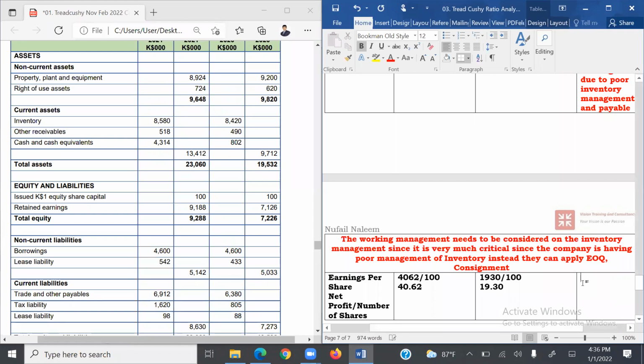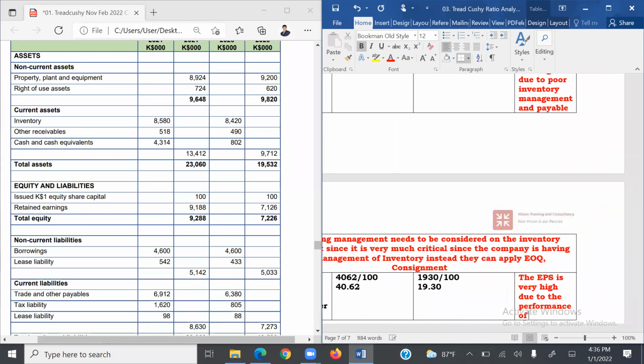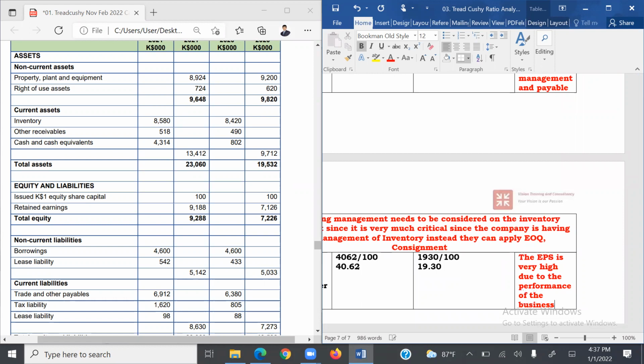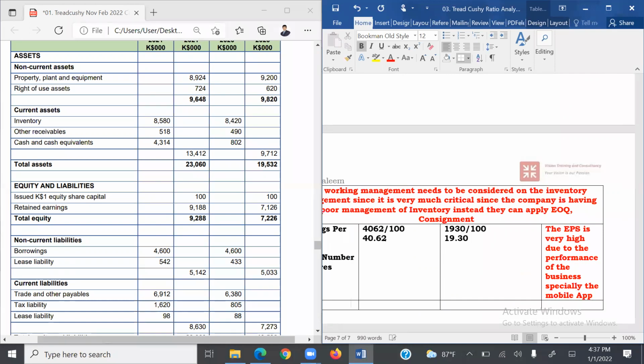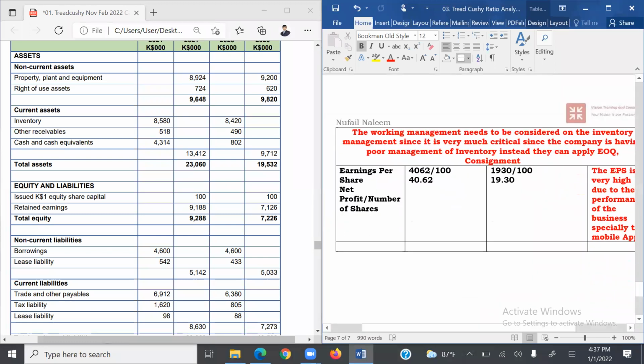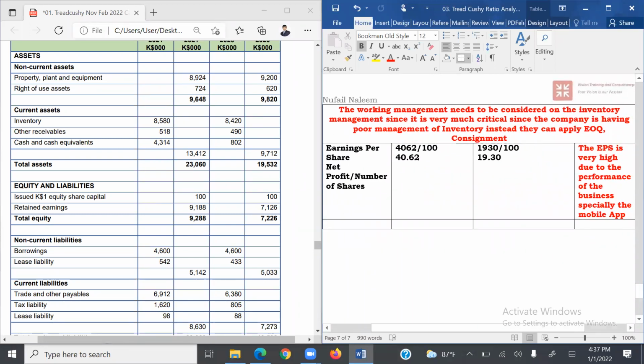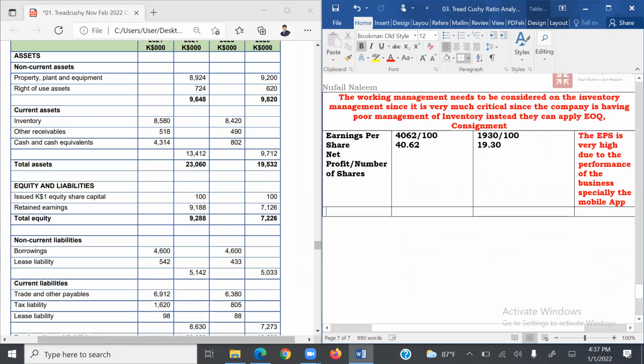So I will write down here, students, the EPS is very high due to the performance of the business, especially the mobile app. Students, how many of you were aware about a mobile phone company called OnePlus? Students, when OnePlus started, they started digitally only. They didn't come to retail stores, if you can remember that. Slowly, when they got the referrals and the numbers, then only they started moving forward.